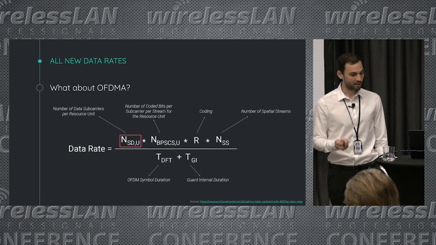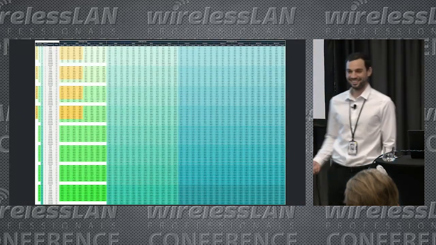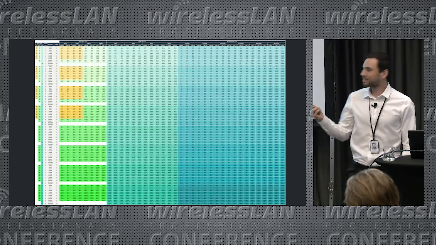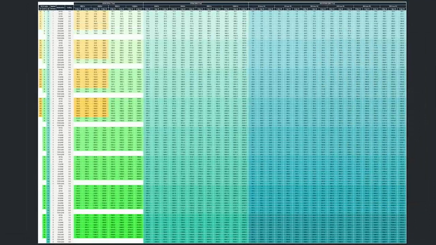So what does it look like? So this is the updated MCS table, right? In the previous slide, there's a link to the actual sheet, and it goes up to 8 spatial streams. So that's why it's pretty big.